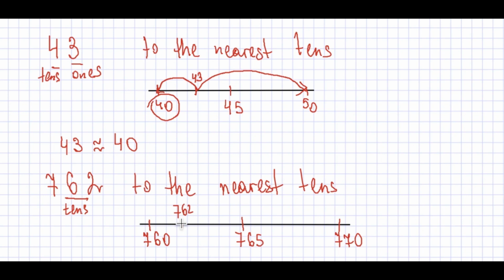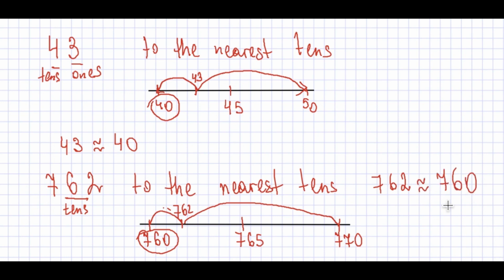So again, let us see the distance from 760 and the distance from 770. Again, as we see, this distance is shorter. So when we round 762 to the nearest tens, the answer is 760.